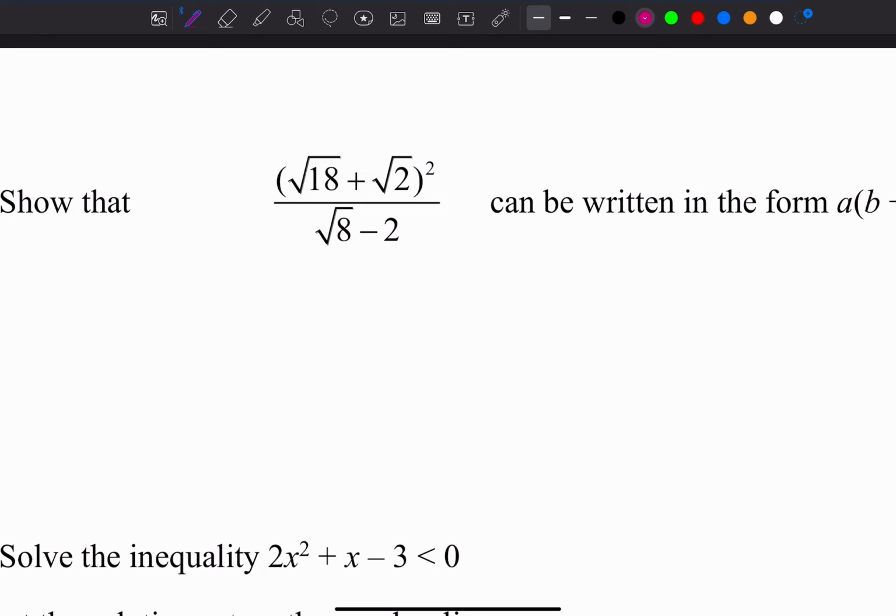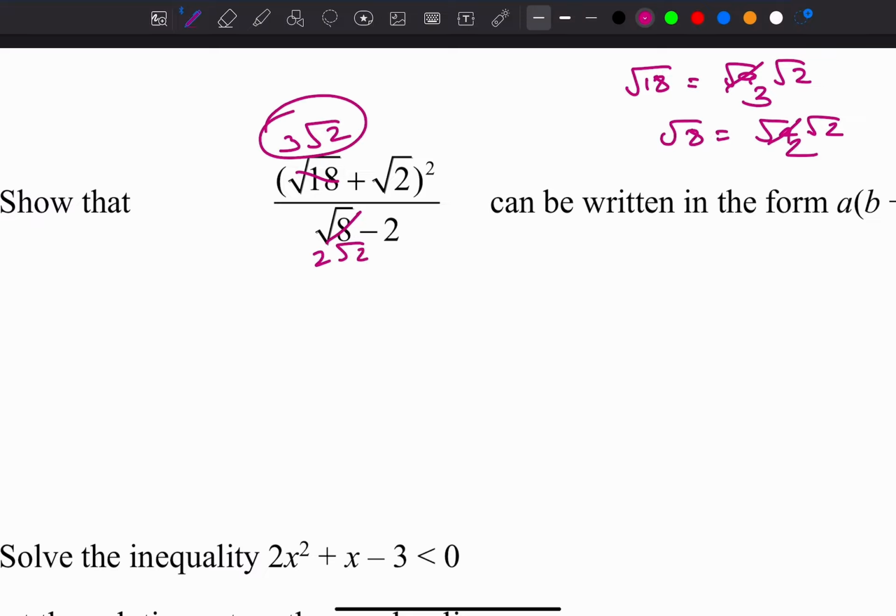So root 18, what is the square number? Root 9 and then root 2. Root 9 is 3, so it's 3 root 2. Root 8, what is the square number? Root 4 is a square times root 2. That's 2 root 2. 3 root 2 plus root 2 technically is 1 root 2 more. That makes it 4 root 2.